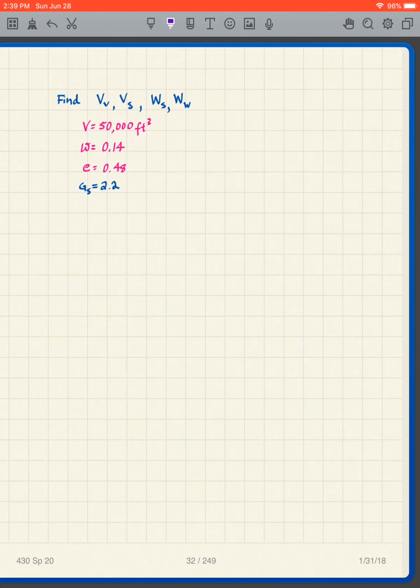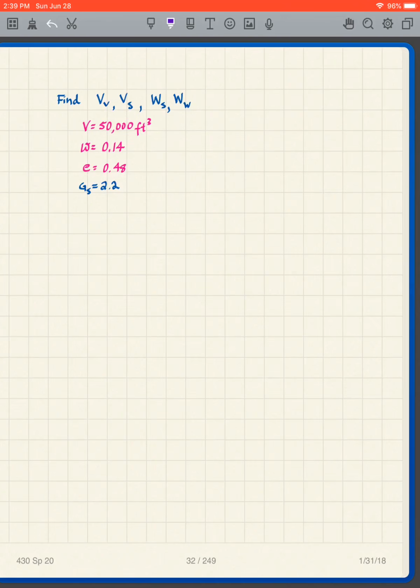Okay, let's try another problem. This problem is to find the volume of the voids, the volume of the solids, the weight of the solids, and weight of the water, given that the volume is 50,000 cubic feet, the water content is 0.14, the void ratio is 0.48, and the specific gravity of the solids is 2.2. So you should pause the video here and solve this problem.